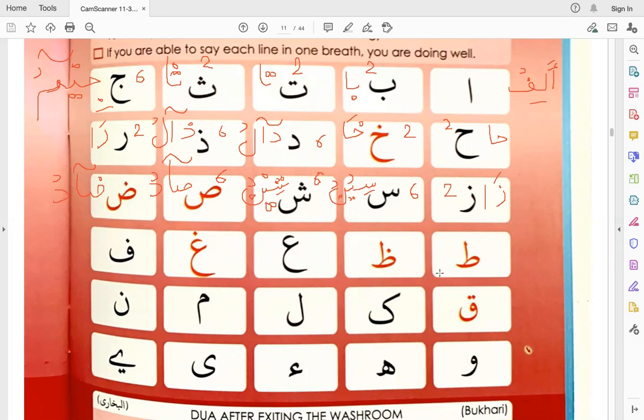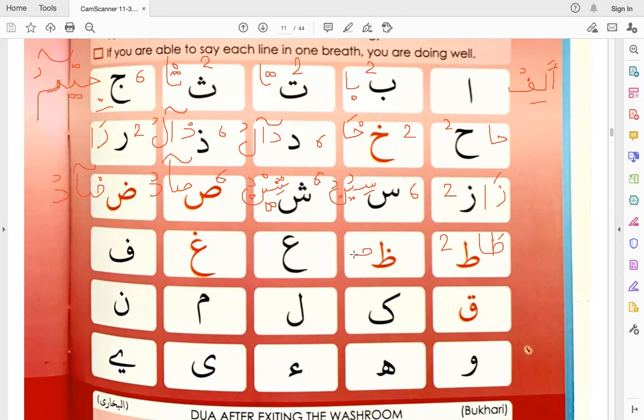So we were working on the names of the letters, and the letter Ta. How do we pronounce Ta? Ta is heavy. There are only two letters involved, Ta and alif, so it will be two haraka long. Ta, Ta.